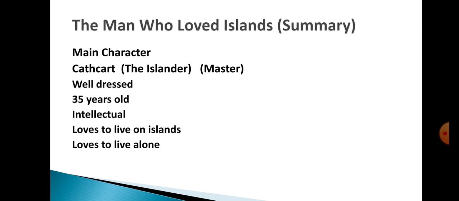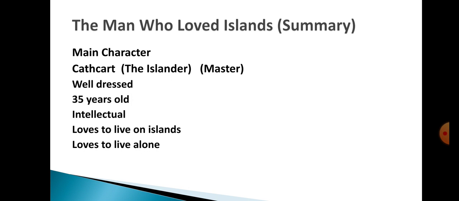He is a well-dressed person, a well-groomed person, and when the short story starts, he is 35 years old. He is an intellectual person, he has a scholarly outlook towards life, and he loves to live on islands. As I said earlier, when he loves to live on islands, it means that he loves to live alone. One thing more about this character is that he is not satisfied in any condition. He is not satisfied with his life. He visits 3 islands, but he is not contented, he is not satisfied.